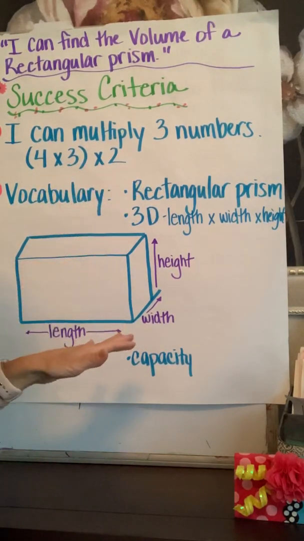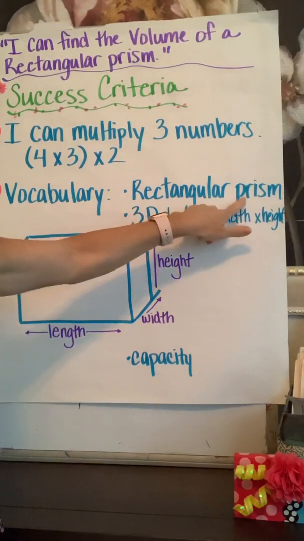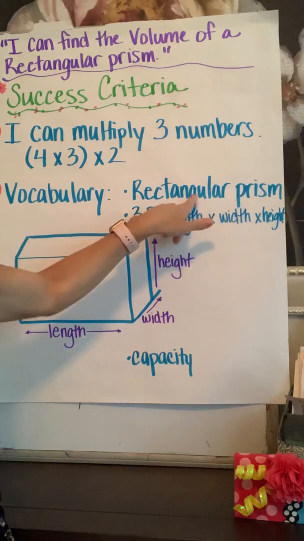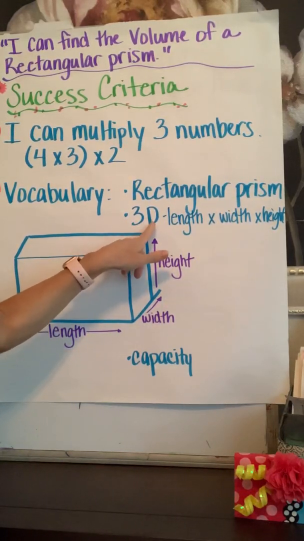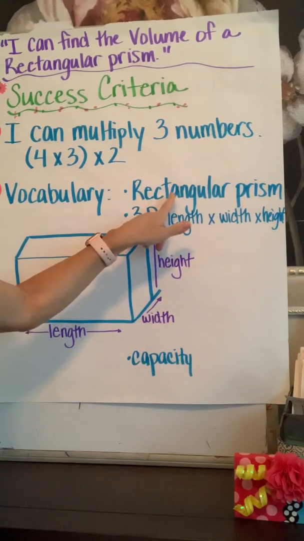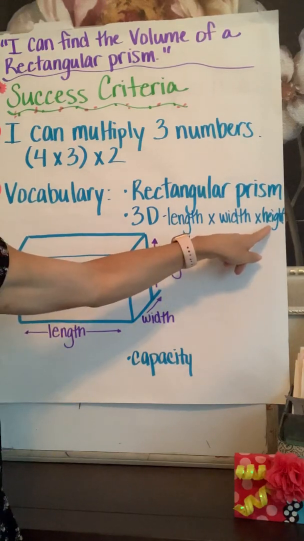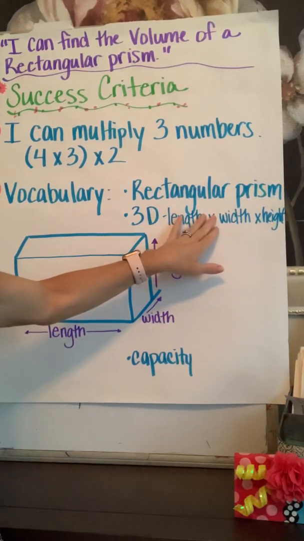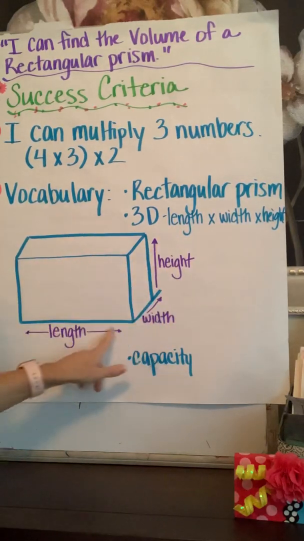And then the other success criteria is going to be mainly vocabulary. Rectangular prism, we're going to talk in a moment about what a rectangular prism is. 3D, talking about three dimensions, that's what that D stands for. Three dimensions of a rectangular prism is the length, the width, and the height. And I'm going to demonstrate this for you again in a moment. Here is a picture of a rectangular prism.